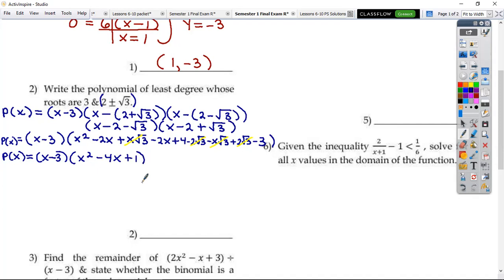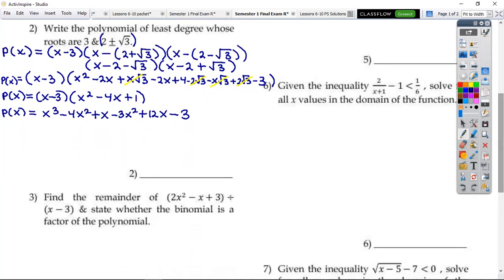Okay, now you do it once more. This one's going to be smaller. This is a 2 by 3, so this is just 6 terms. So I'm going to go p of x is equal to x cubed minus 4x squared plus x minus 3x squared plus 12x minus 3. And you do need to state your final answer in standard form. So you're going to do a quick rearrangement and then you're set. So polynomial degree 3 equal to x cubed minus 7x squared plus 13x minus 3.